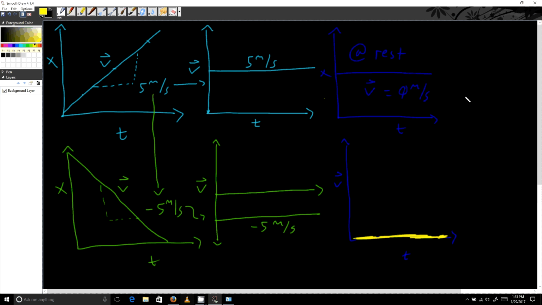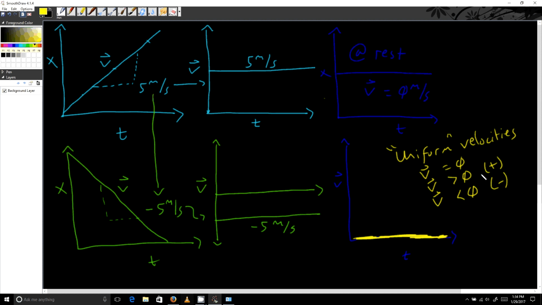So these first three graphs represent what we call uniform velocities. In other words, they do not change. So our velocity is either equal to 0 at rest, our velocity is greater than 0, it's positive, moving away from the origin, or our velocity is less than 0, it's negative, moving towards the origin.